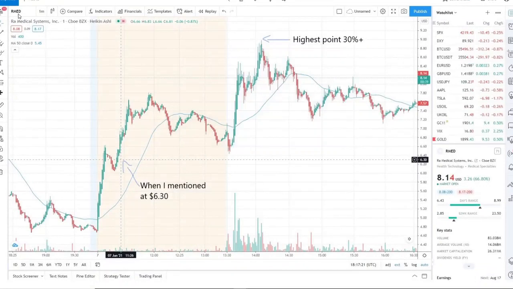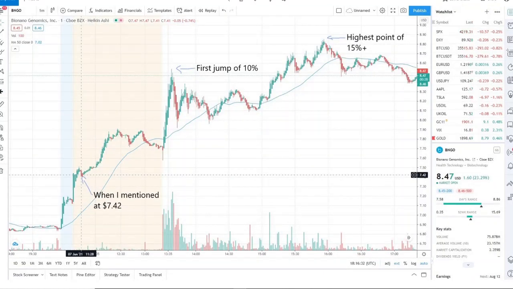So RMED, we caught this one at 630, ran up, and then it pulled back down and hit a high here of 30% plus on the day, guys. Phenomenal jump from way down here after it had pulled back from jumping first in the pre-market and pulling back down to the 640 range, 645, 642, and it jumped up to $9. That was pretty phenomenal to see that type of run so early on to start off the week and day.